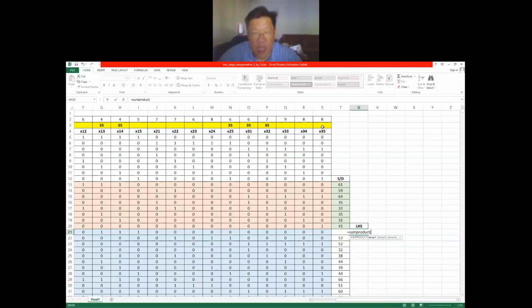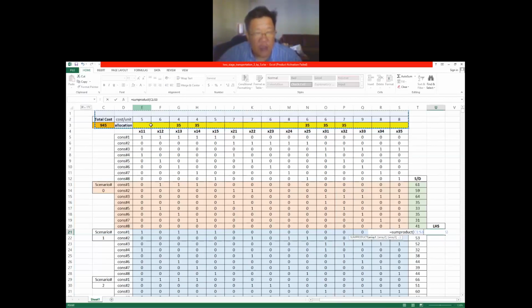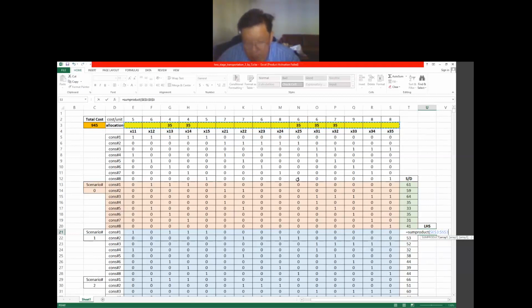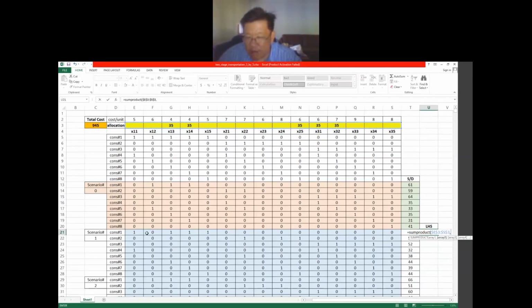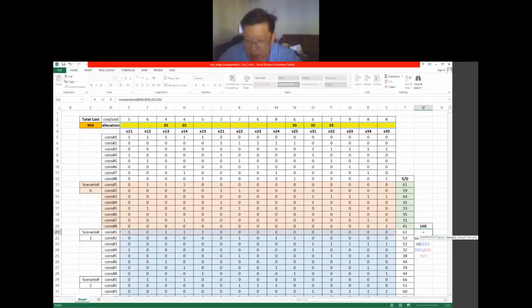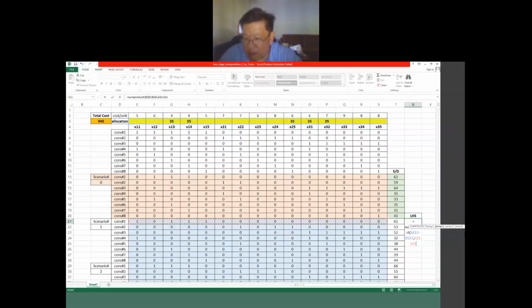Suppose this is the allocation that we decide. I decide to allocate like this, and then I use the function for it. But now we check with each scenario. This is scenario 1, the first constraint. Okay, so now you get this value.